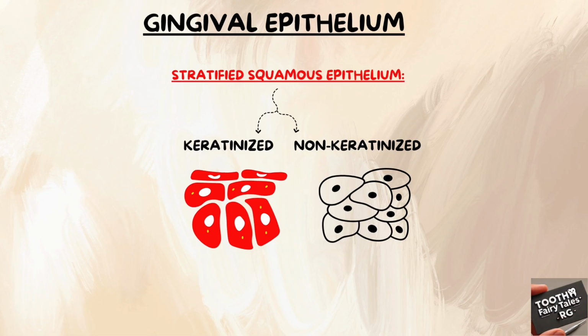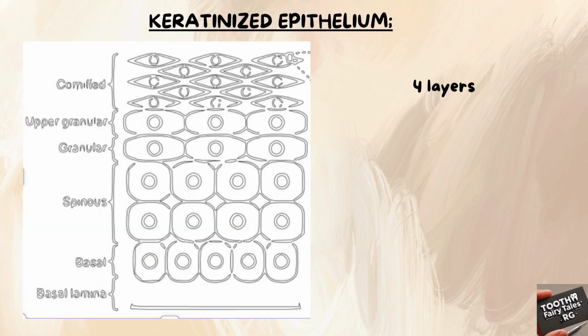Stratified squamous epithelium can be categorized into two types: keratinized epithelium and non-keratinized epithelium. Now let's focus on the keratinized epithelium. Keratinized epithelium is organized into 4 distinct layers, each named based on its morphological characteristics. The first layer is the stratum basale. Above stratum basale is stratum spinosum. Above this layer is stratum granulosum, and the surface layer is called stratum corneum. Each of these layers has a unique function in maintaining the barrier properties of gingiva.